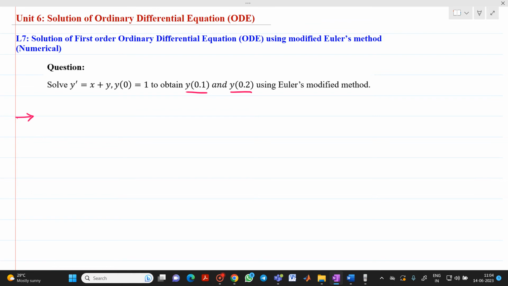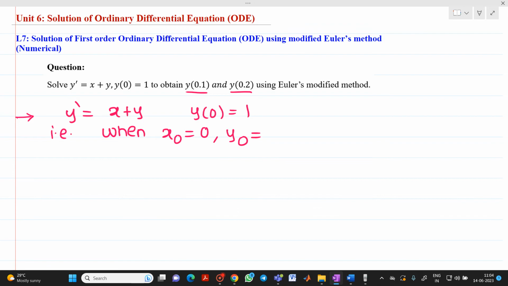So let me write the given function. y' will be equal to x + y and y(0) = 1. So what is the meaning of that? Here I can write, when x0 equal to 0, y0 will be equal to 1. So we need to find what is the value of y1 when x1 will be equal to 0.1.